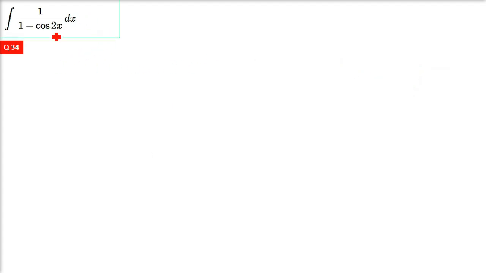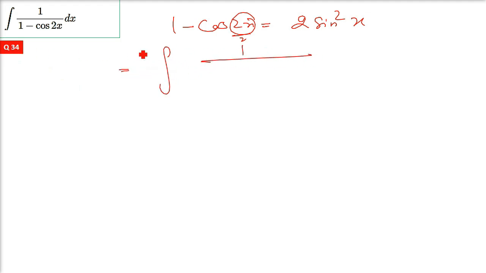So this question, 1 by 1 minus cos 2x. 1 minus cos 2x is a standard result which we already know from our initial classes. It's 2 sin square x. So 1 minus cos 2x is 2 sin square x. On this one, 2 sin square x again can be written like this. 1 by 2 can be taken out. 1 by sin square x is simply equivalent to cosec square x.